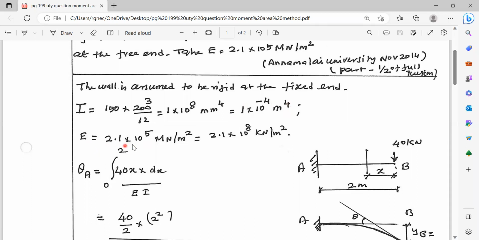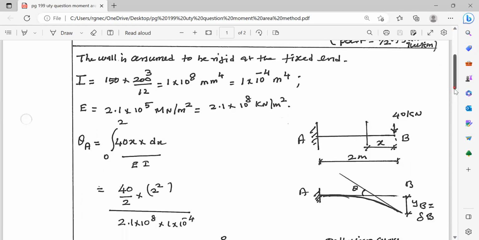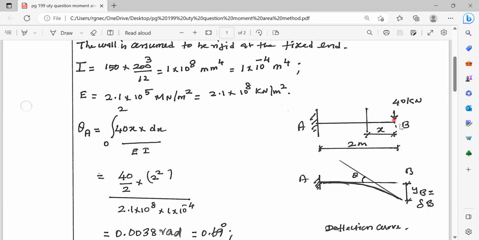Young's modulus is given as 2.1 into 10 power 5 newton per millimeter square. We will convert this Young's modulus into kilonewton per meter square because the loading is given in kilonewton and the span is given in meter. So we have to convert this into kilonewton per meter square so that the units are consistent. Now we have to calculate the slope and deflection at the free end.